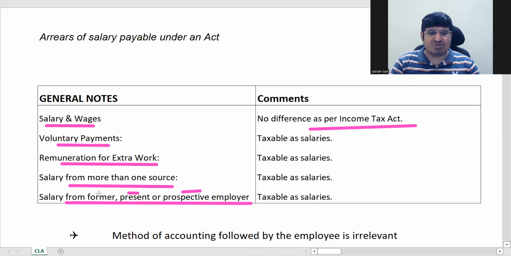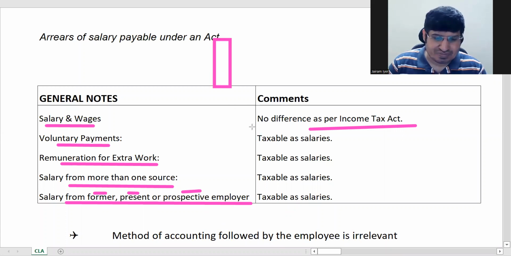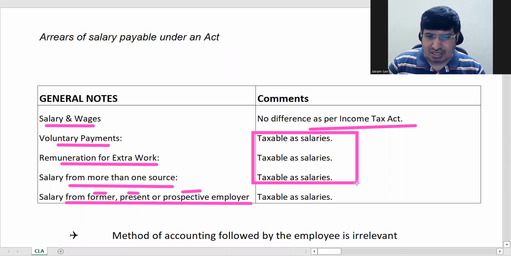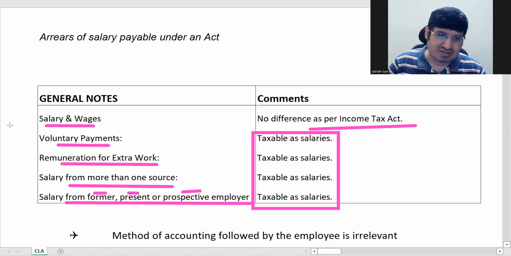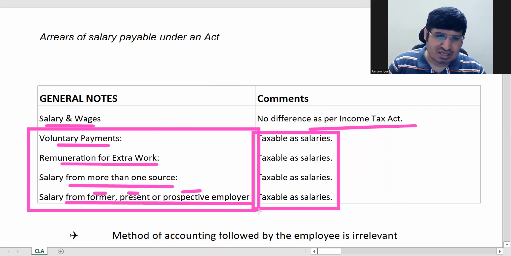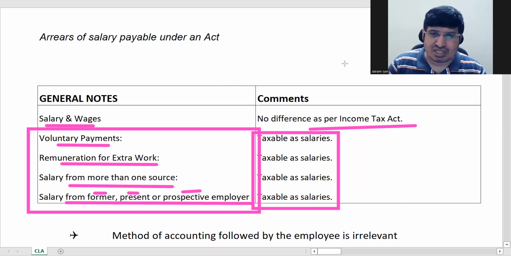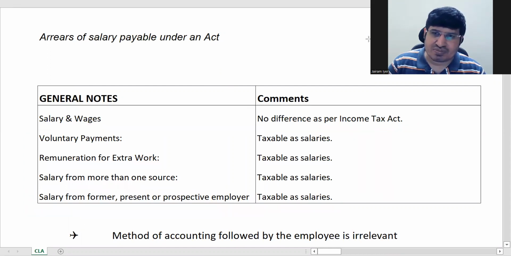Present, we all know. Sometimes you get something from your former employer, a payment that was not given earlier and is given now. So everything is salary. Whatever we have seen is all taxable as salaries, whether it is voluntary, overtime, extra work, or from a former, present, or prospective employer. It is all salaries.